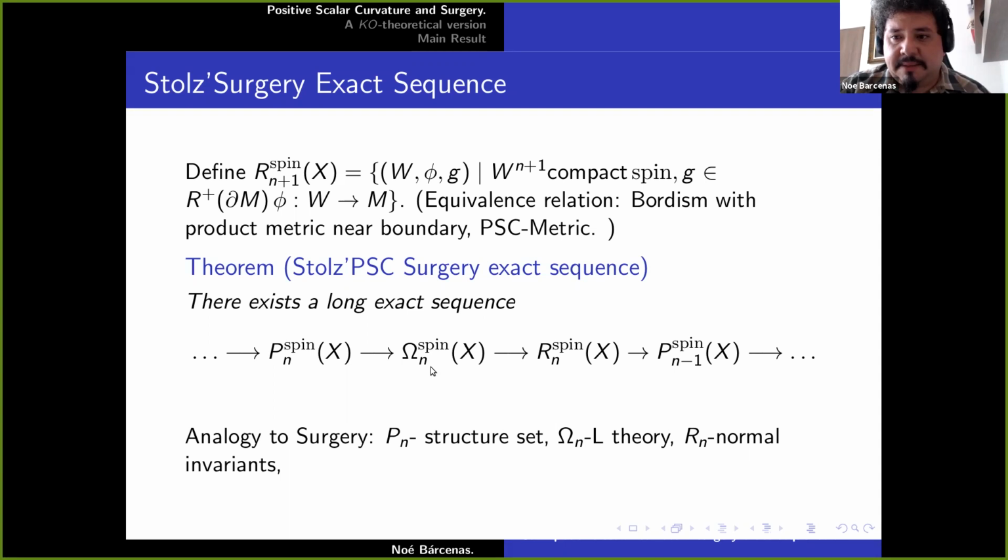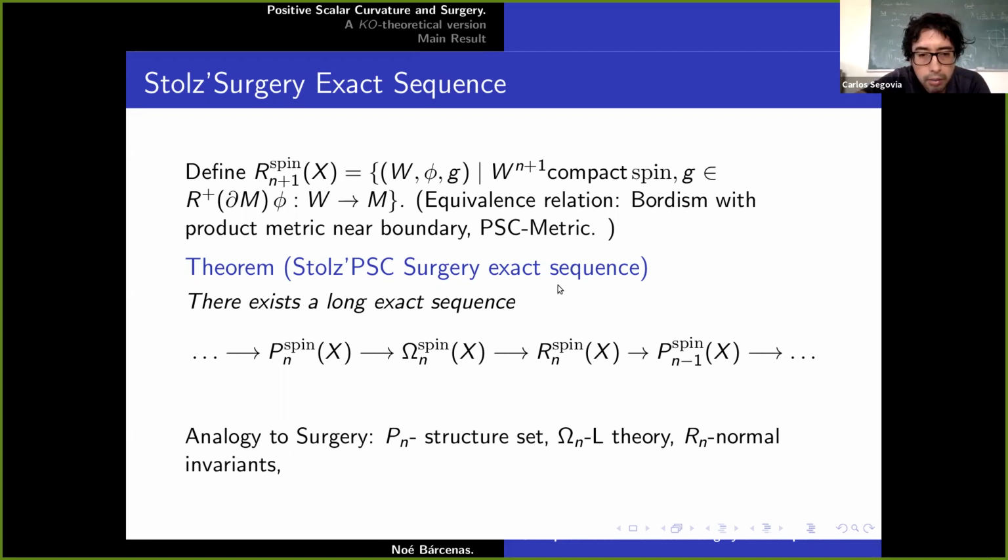This is the part for which you can use all kinds of local to global principles, like spectral sequences, to compute. And what you are actually interested in is Pn as a kind of structure set and Rn as normal invariance. And the goal is that we are going to give some bounds about the rank of these groups, but after a couple of elaborations. So are there questions at this point?